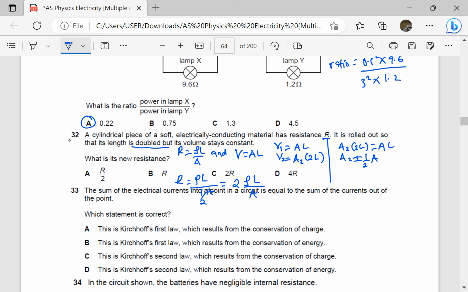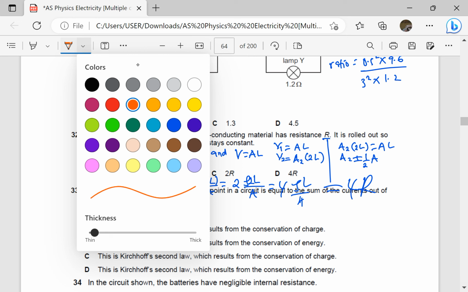No. The area is a half A, the length is double, and I didn't put the length there, so let me put the length there. If I substitute in the same formula to find the new resistance, which I'm calling R2, it will be rho, where there is L I put twice L, and where there is A I put a half A. So this is twice L times 2, which becomes 4 rho L over A. That means it is 4 times R. Therefore, our answer is going to be D.